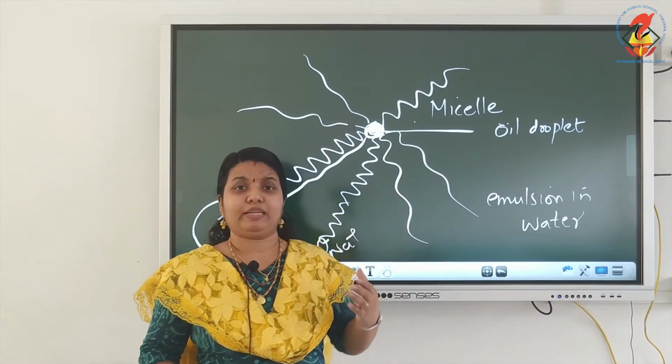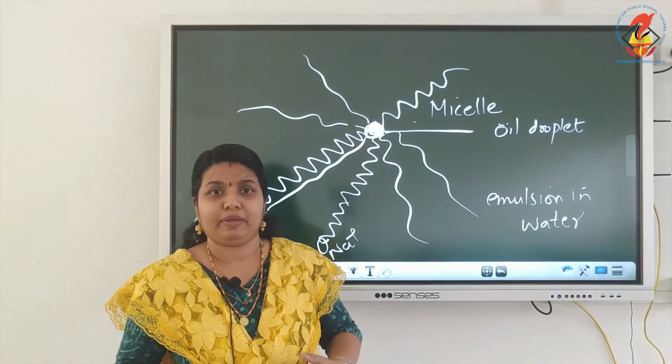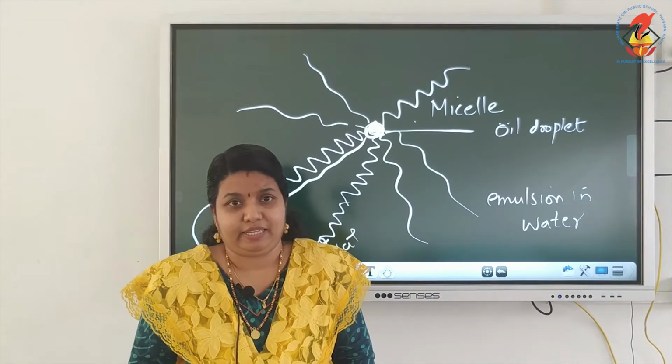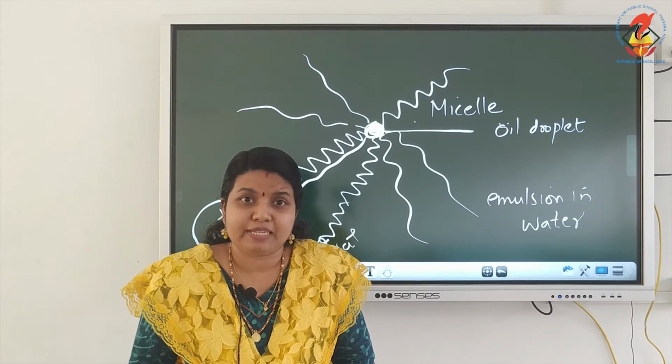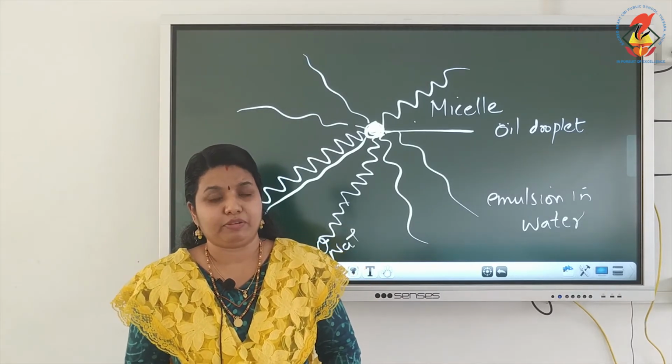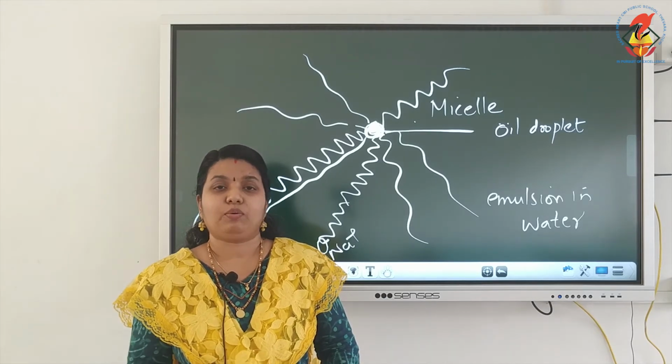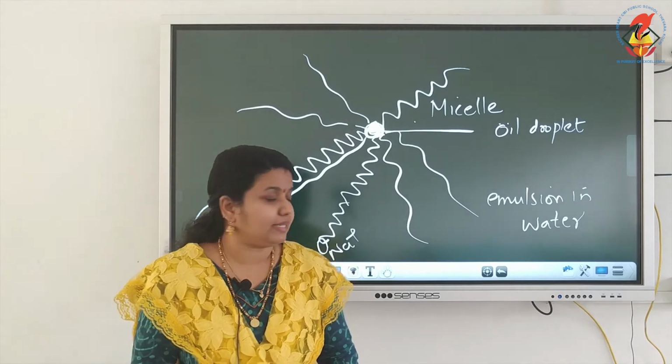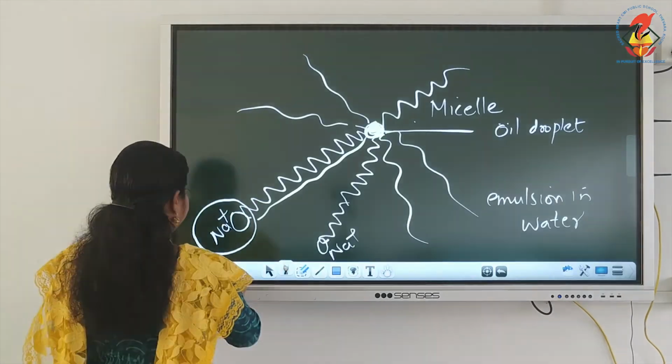Thus the oil droplet gets dissolved in soap and the cloth is washed clean. The micelle helps in removing the oil droplet from the surface of the cloth, thereby forming an emulsion in water, and the cloth is made clean. So that is the cleaning mechanism of soap.